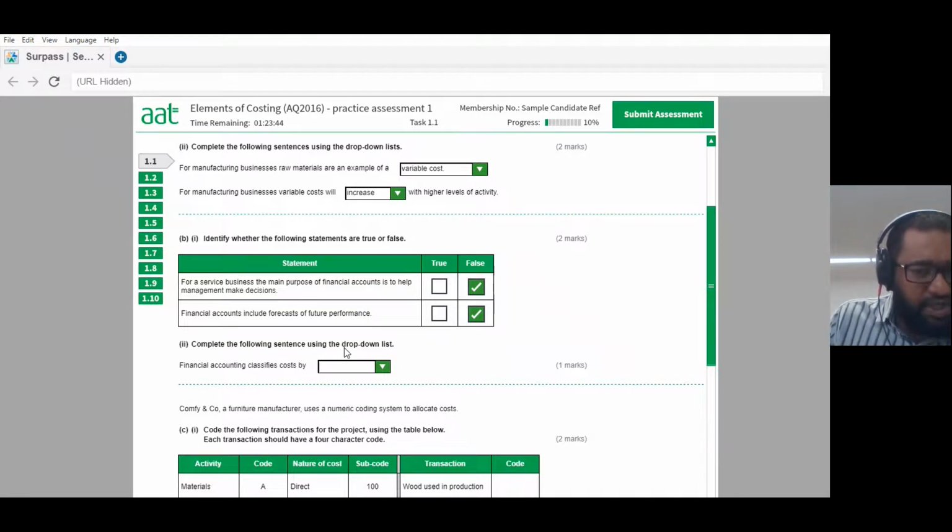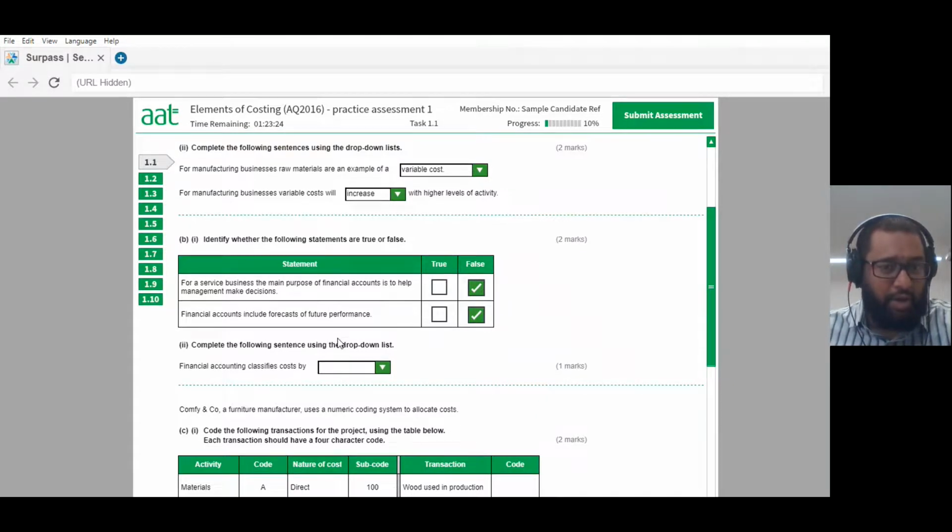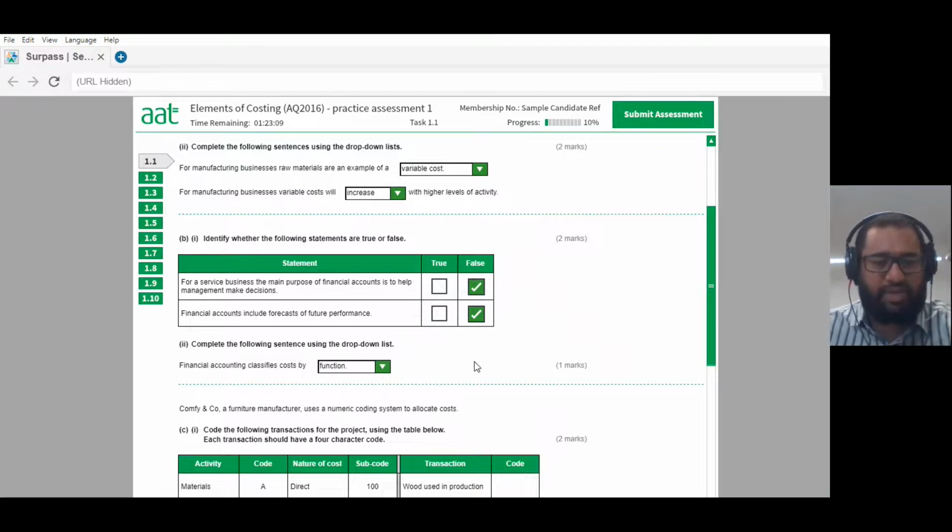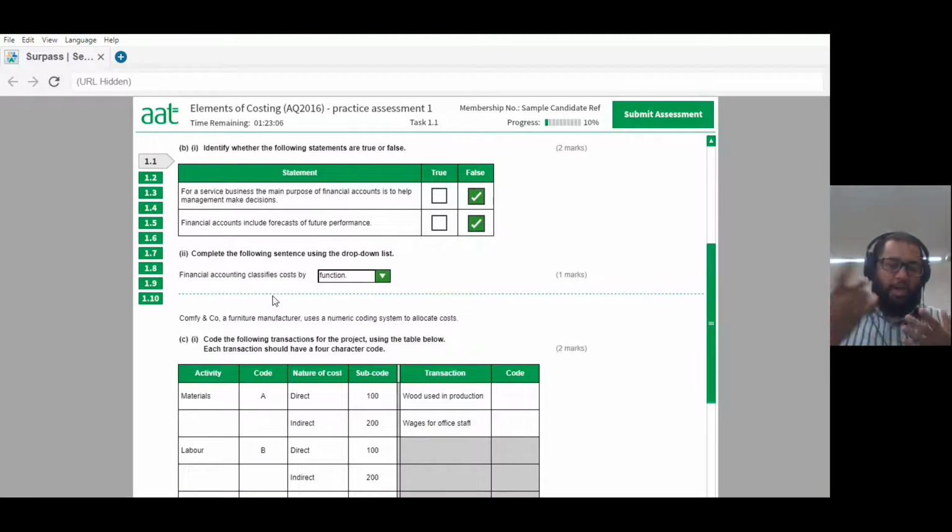Complete the following sentence using the drop-down list. Financial accounting classifies cost by what? Is it by function, behavior, or nature? If you remember your financial accounts, normally they do production first, then selling and distribution, and this is what we call by function. Normally, financial accounting is classified by function. Let me have a quick look at it for you. Yes, it is by function. I'm trying to find the surpass again. Yeah, here you go. It's by function. So it's by whichever department they are; that's what function is all about.